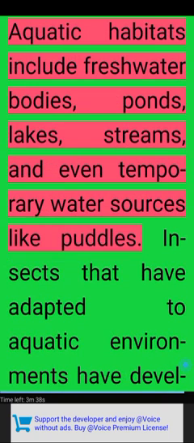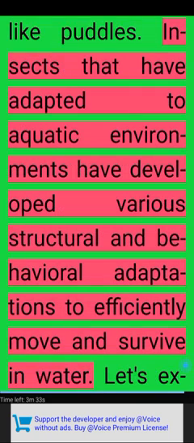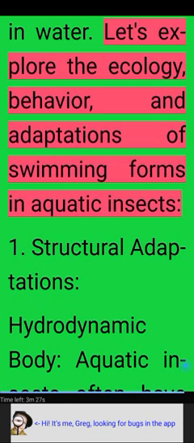Aquatic habitats include freshwater bodies, ponds, lakes, streams, and even temporary water sources like puddles. Insects that have adapted to aquatic environments have developed various structural and behavioral adaptations to efficiently move and survive in water. Let's explore the ecology, behavior, and adaptations of swimming forms in aquatic insects.